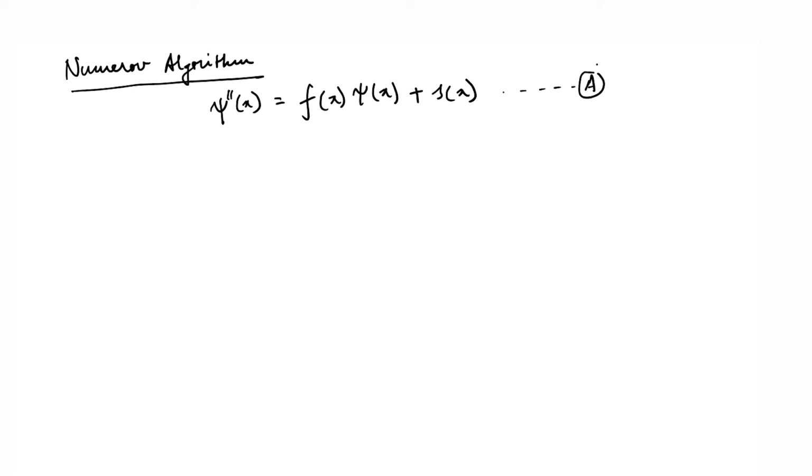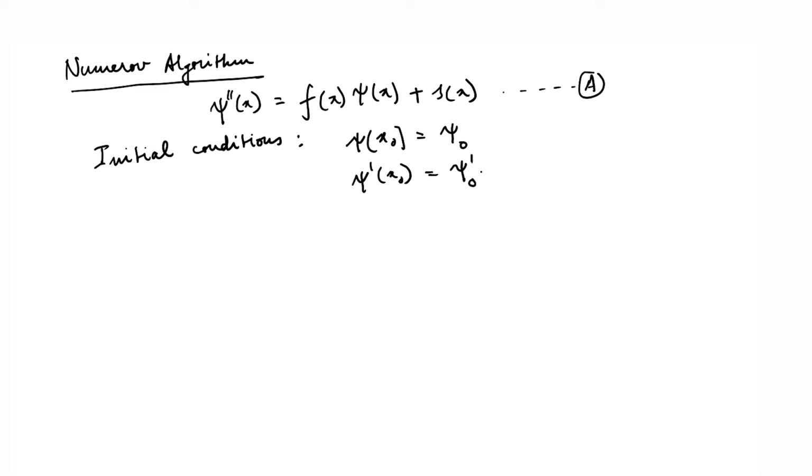Now, since we are trying to solve a second order differential equation, we will be needing two boundary conditions, or two initial conditions. So, my initial conditions are, first of all, psi at x 0 is equal to psi 0, and the first derivative of psi at x 0 is equal to psi prime 0.